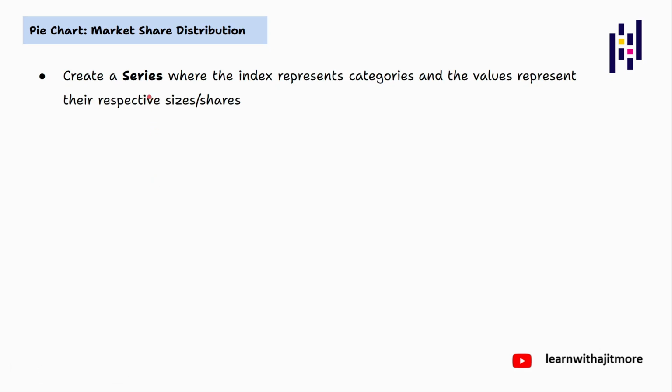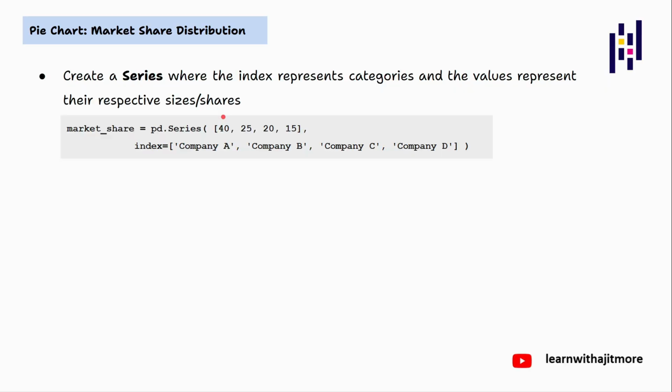Same concept. So create a series where the index represents a category. Category, as I said, each party is a category. Each product is a category. Categorical data. Gender is a category. Age group is a category. And the values represent their respective shares, how much contribution in the total they are making.